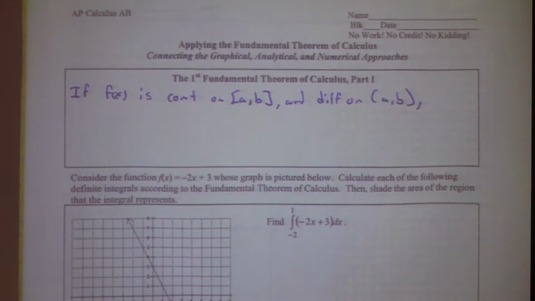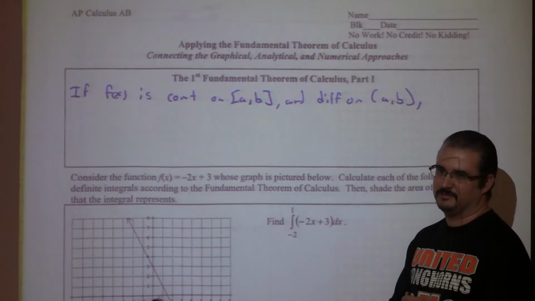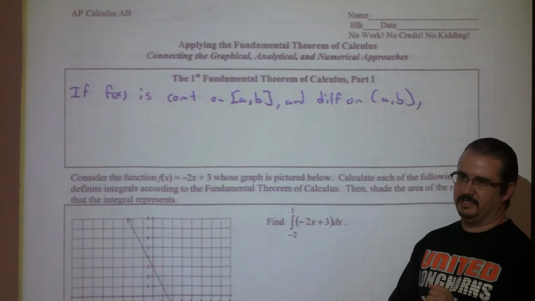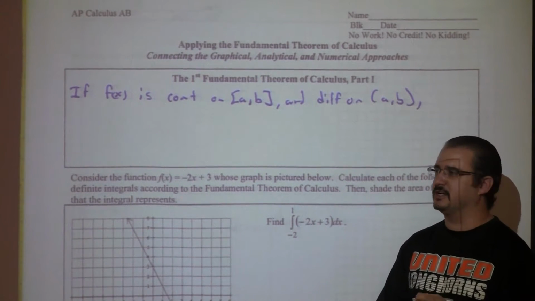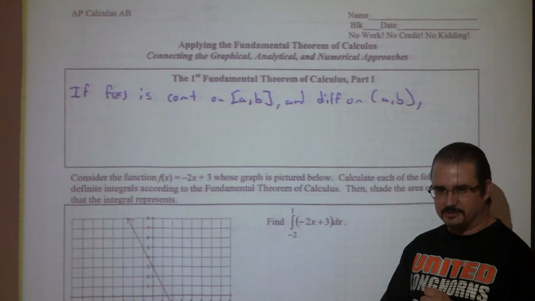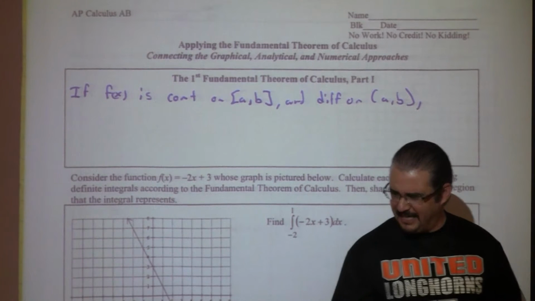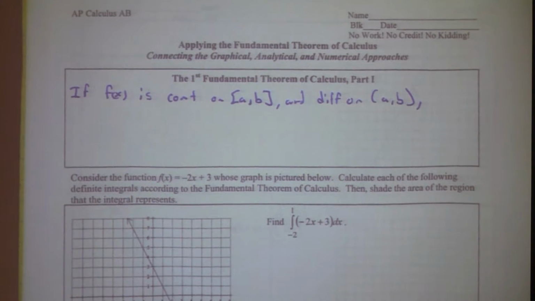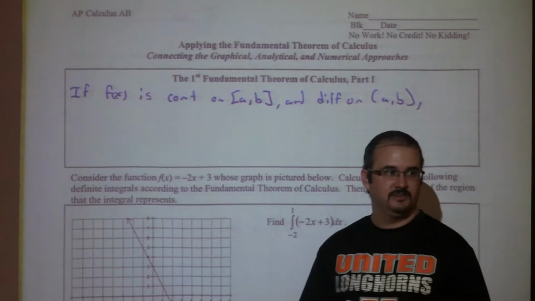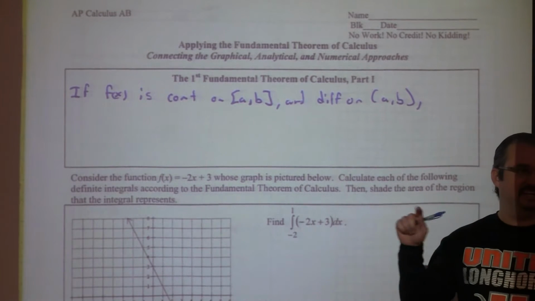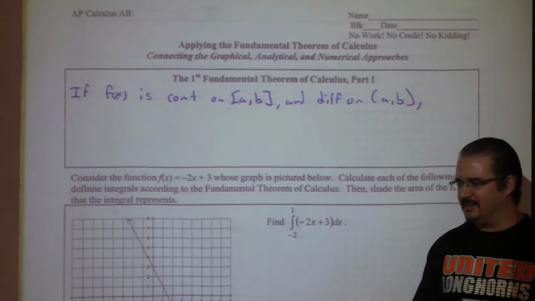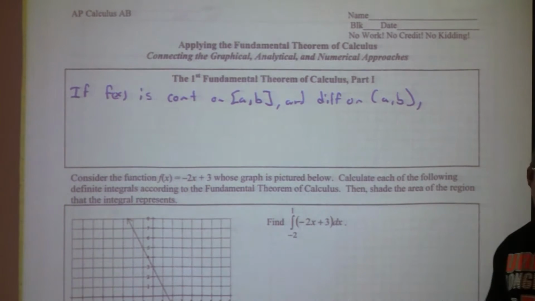IVT? No, IVT needs something else. Which one would this one be? This would be the mean value theorem, right? So if these two are true, then the mean value theorem guarantees what? A value of c on the open interval from a to b such that f prime of c, not 0, equals f of b minus f of a over b minus a. Or basically, I-rock equals A-rock, right?